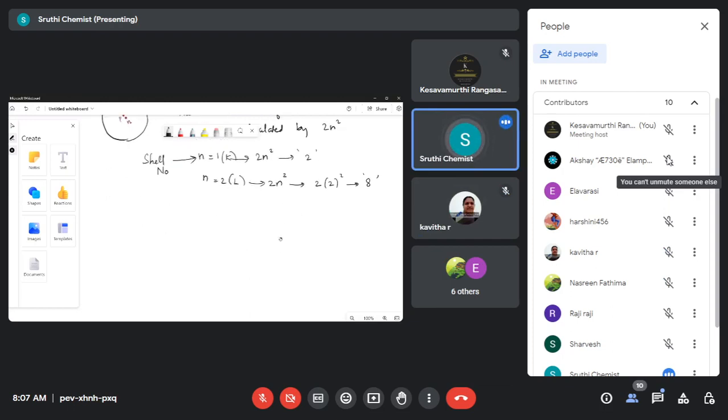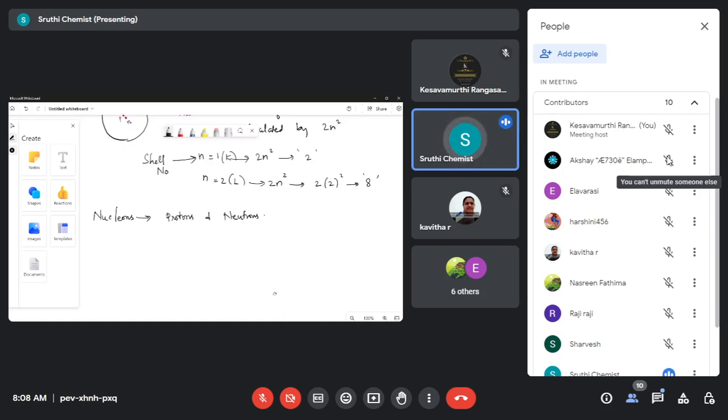Then let's come to what is nucleons? Have you heard about nucleons? What is mean by nucleons? Nucleons is nothing but simply protons and neutrons. Protons and neutrons together are called as nucleons.